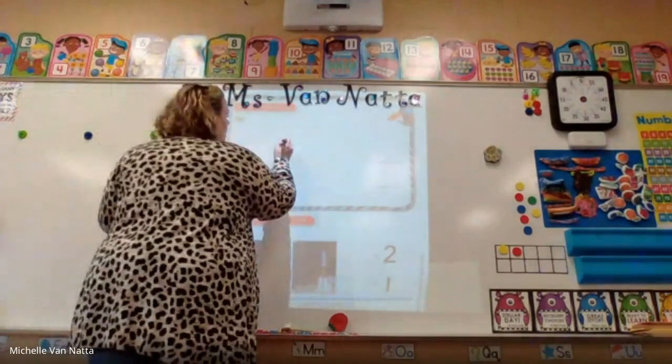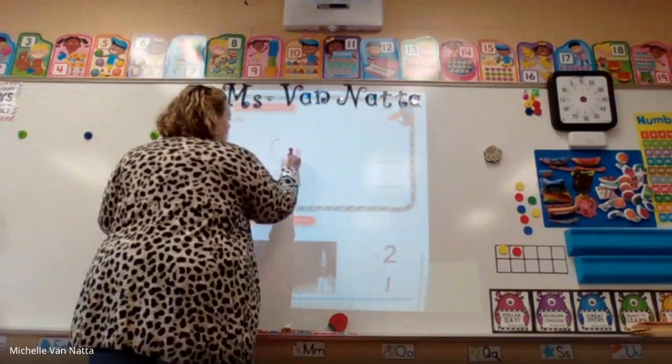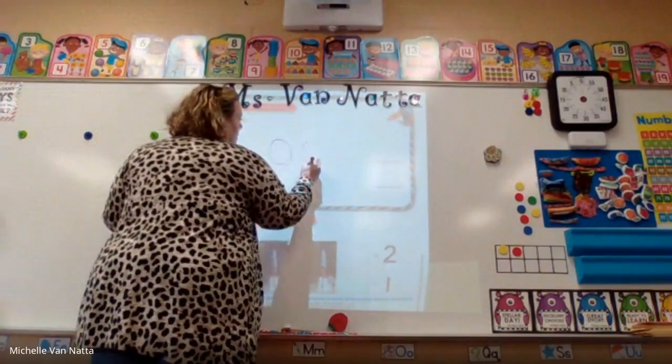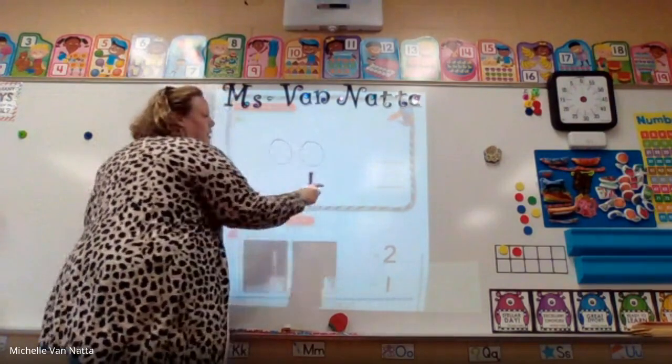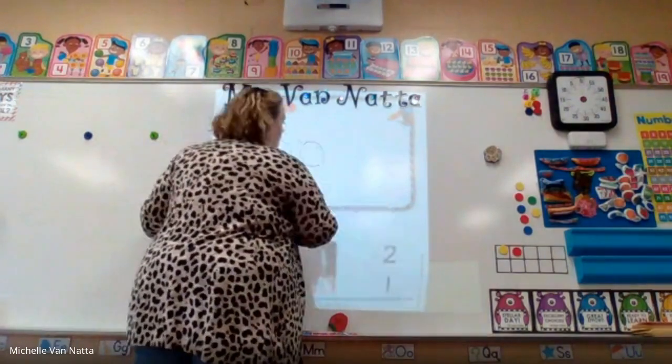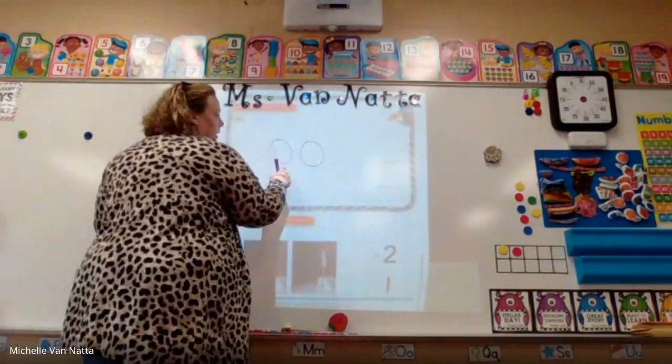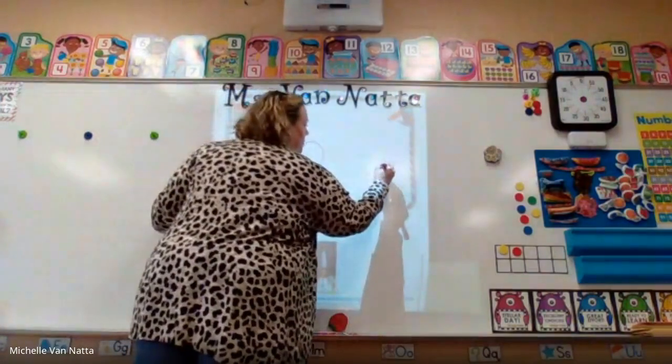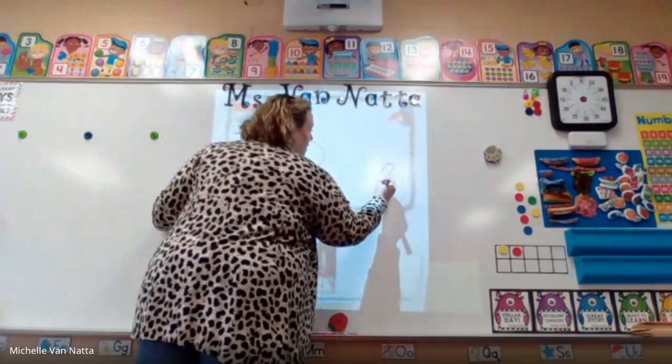So I'm going to draw 2 circles, 1, 2, and write it in the blank right here. How many circles are there? 1, 2. Around and around and around and back.